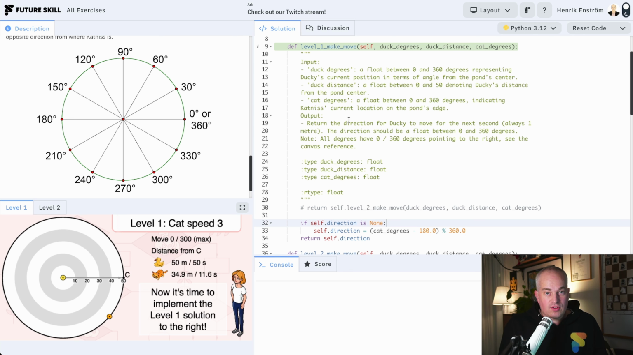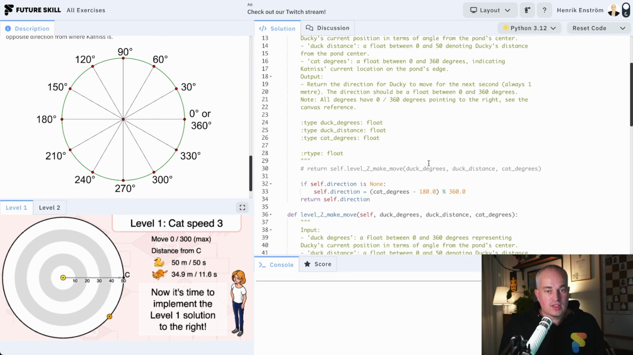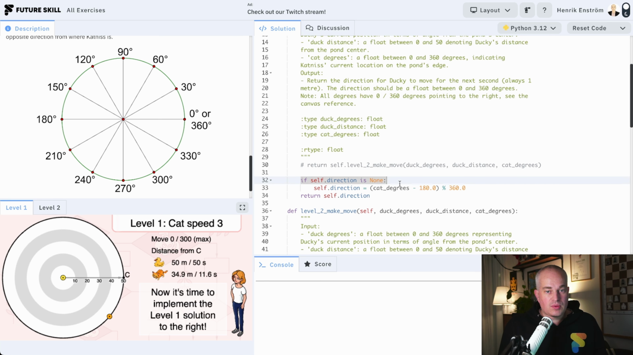So what I do here is I set a direction on the class. That variable I initiate with None, just to know that it is not initiated yet. And all we do here in the beginning is we check if we haven't set the direction yet. Then we set the direction to whatever the cat degrees is, minus 180 degrees, so the very opposite direction. And then we need to do modulo 360 just to make sure we are in the range 0 to 360. So this is the float modulo. And then we just return self.direction whenever we get called. And since when it's set, we're never going to change it.